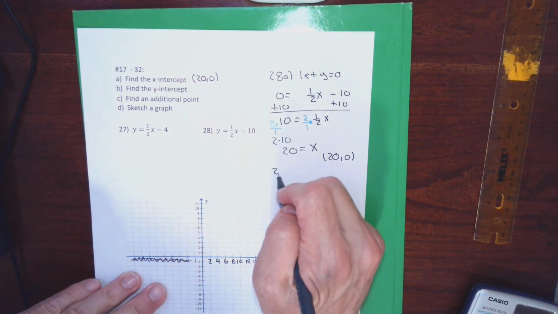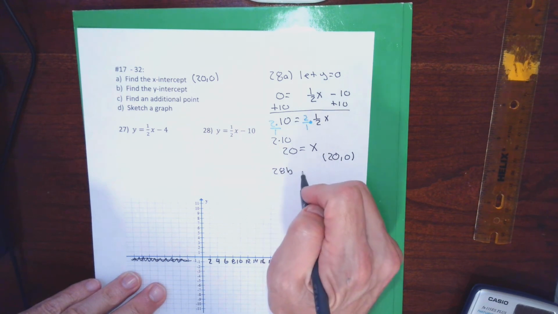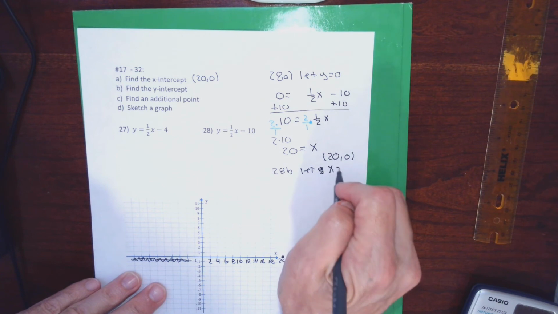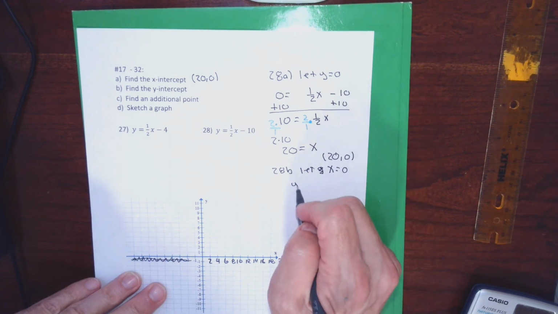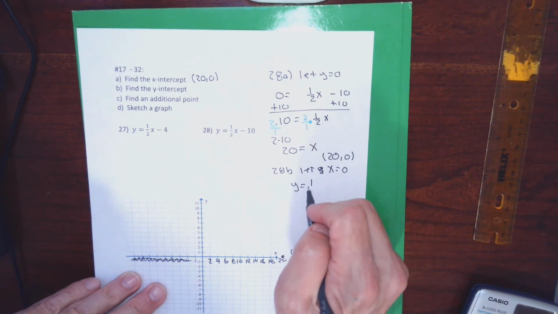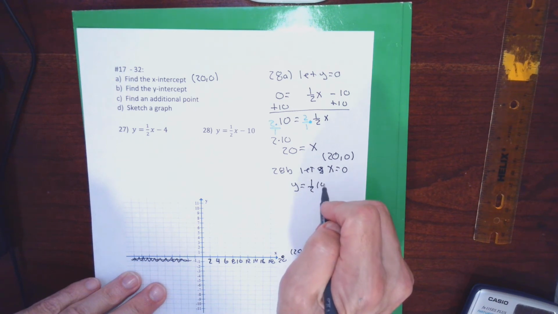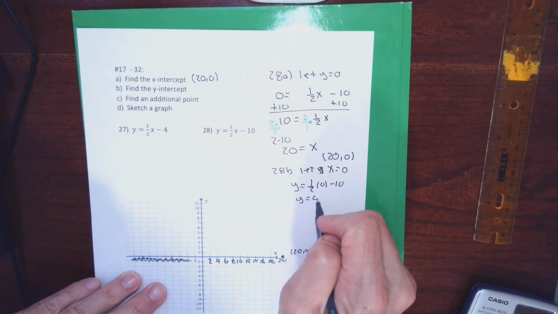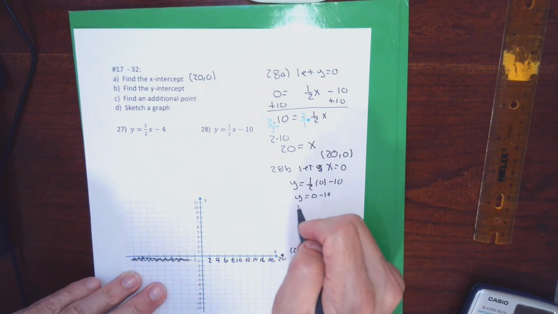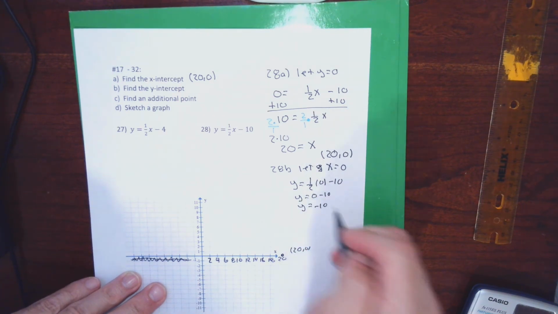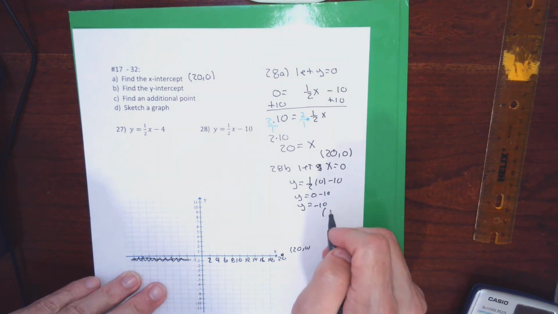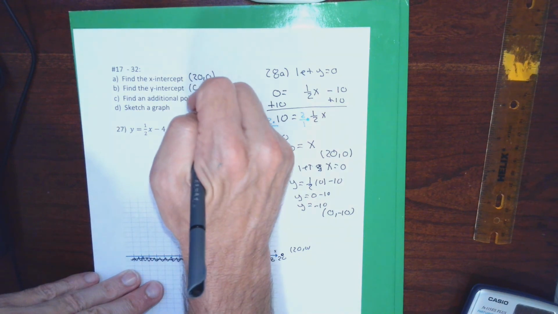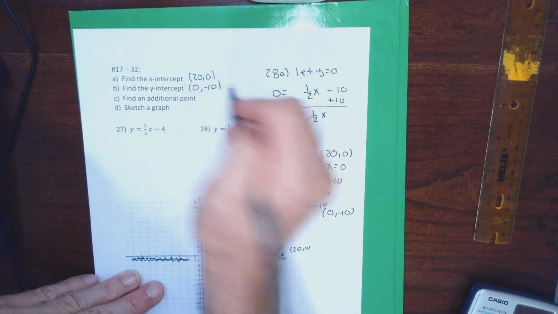Yuck. 28b, I want to find the y-intercept. So I let x be 0, and that's a lot easier. I'm going to go y equals 1/2 times 0 minus 10. And that's just y equals 0 minus 10, or y equals negative 10. I plugged in 0 for x and got negative 10 for y. So my y-intercept is the point 0, negative 10.